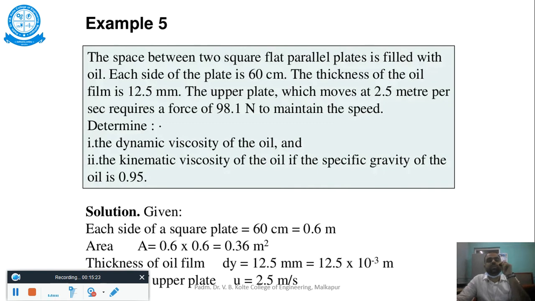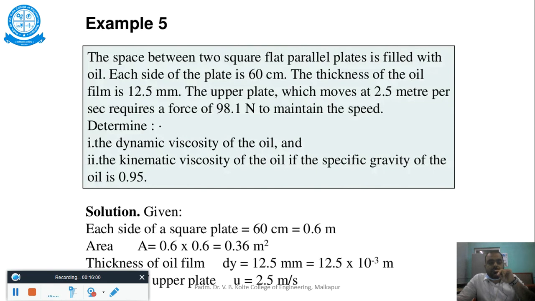Now next numerical. The space between two square flat parallel plates is filled with oil. Each side of the plate is 60 cm and the thickness of the oil film is 12.5 mm. The upper plate, which moves at 2.5 meter per second, requires a force of 98.1 Newton to maintain the speed. Determine the dynamic viscosity of the oil and the kinematic viscosity of the oil if the specific gravity of the oil is 0.95. Okay, so we have to determine mu and nu.